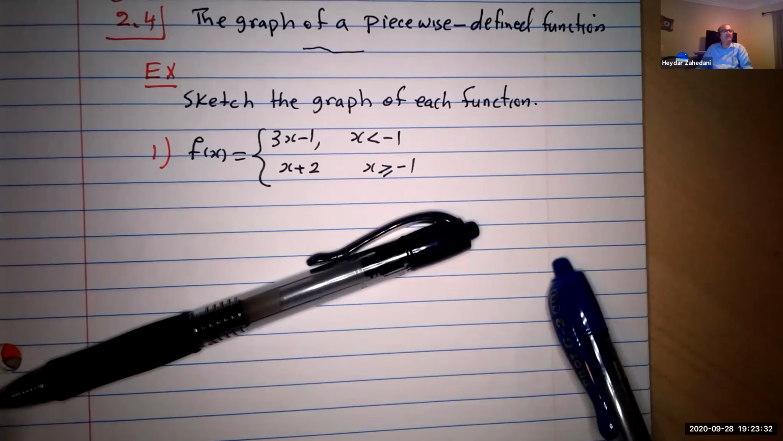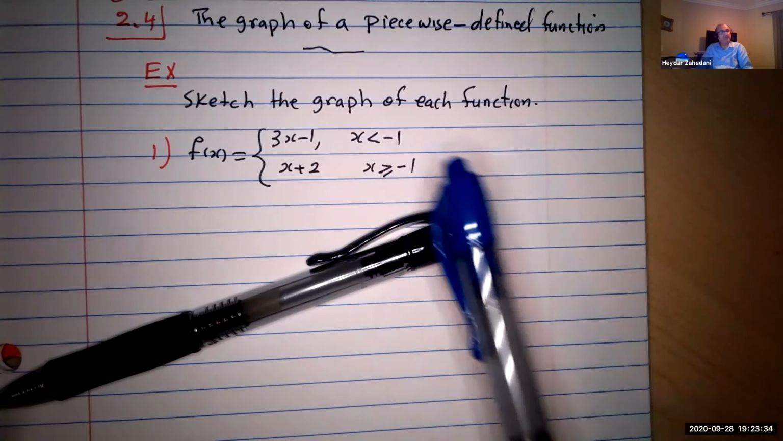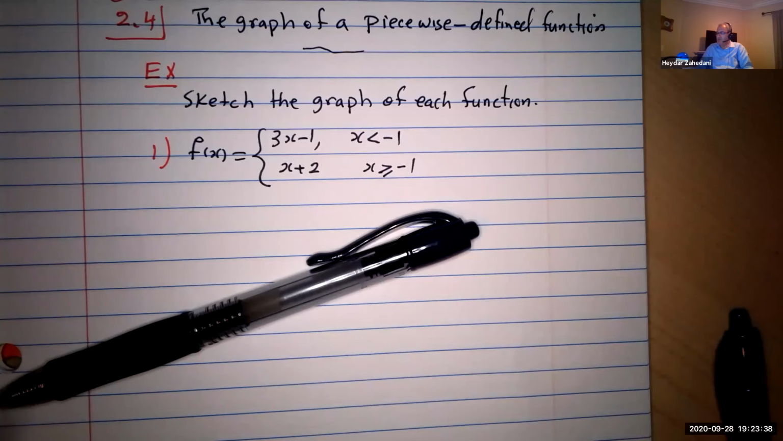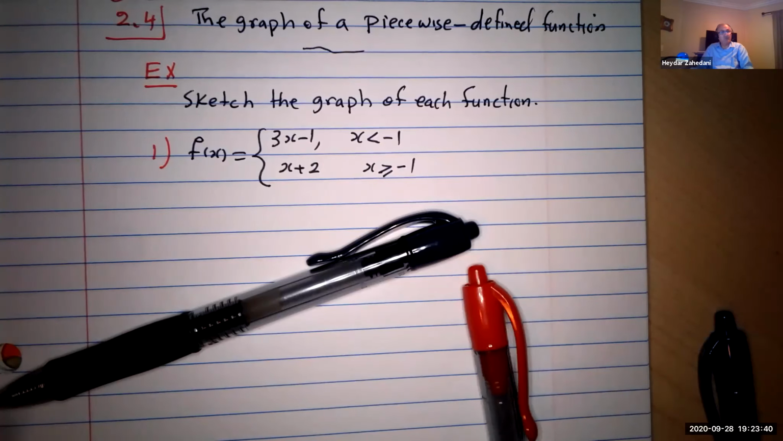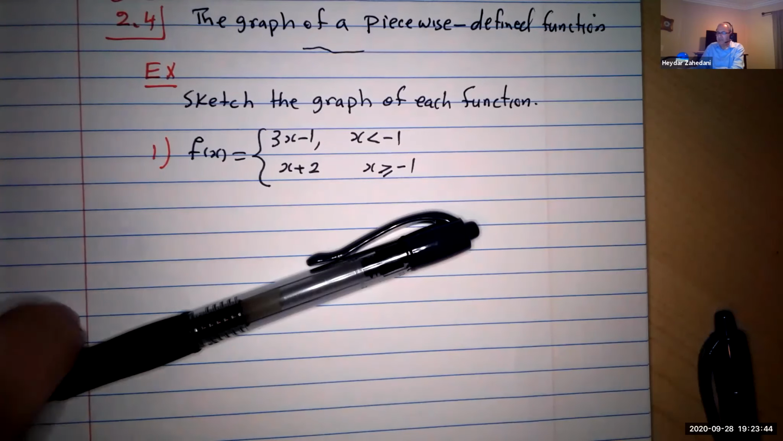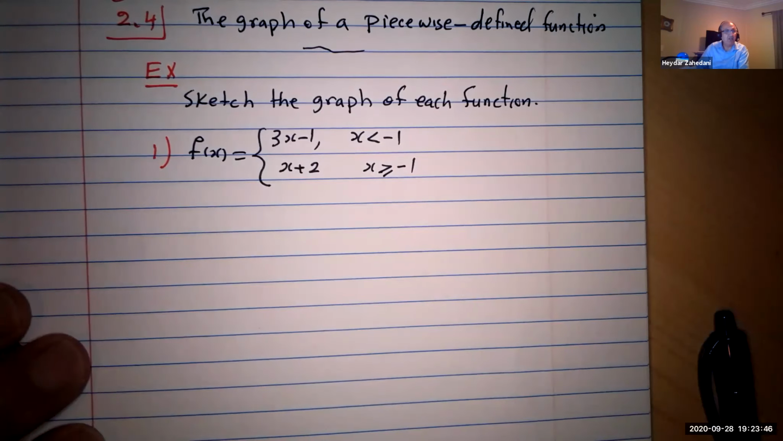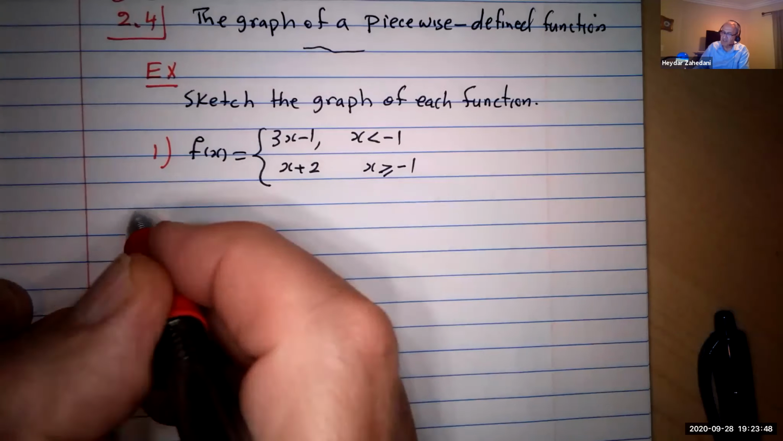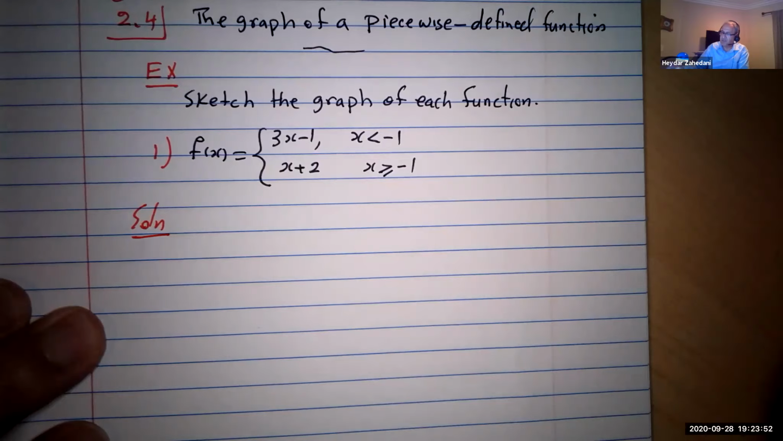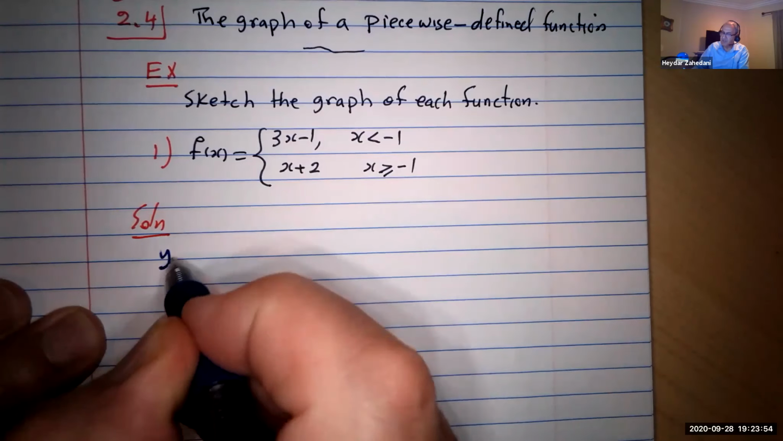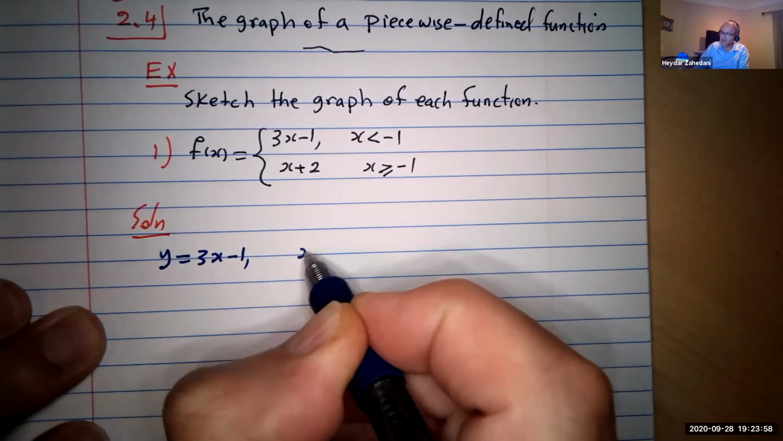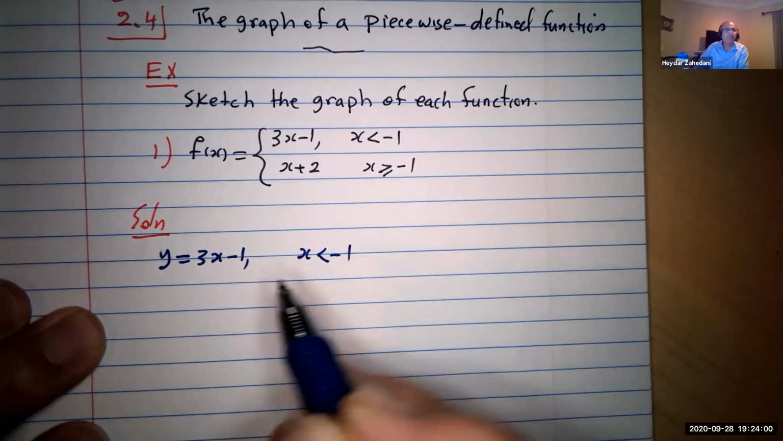So the way I suggest to graph it is we focus on that partition point. And you better follow this, especially if you want to continue with your next course, because that partition point is very, very important. So we need a couple of points to graph it, and this is the suggestion. We graph each part. So we graph the first part, y equals 3x minus 1, with the restriction of x less than negative 1.